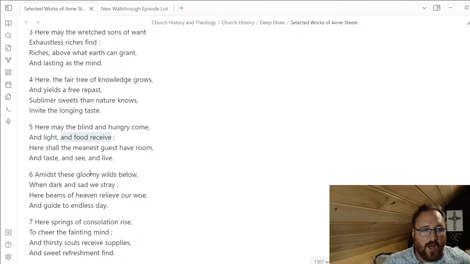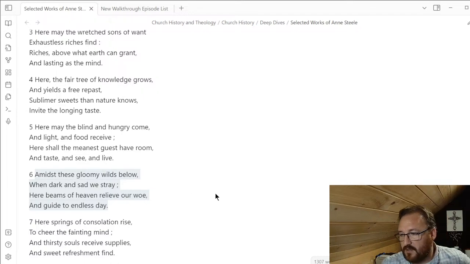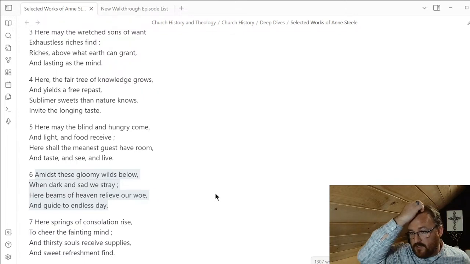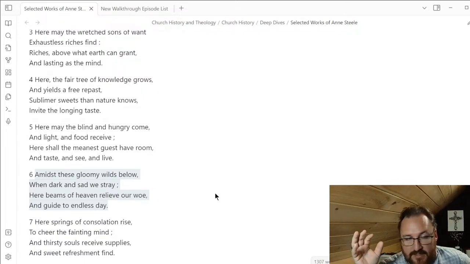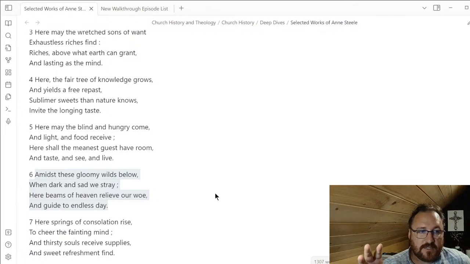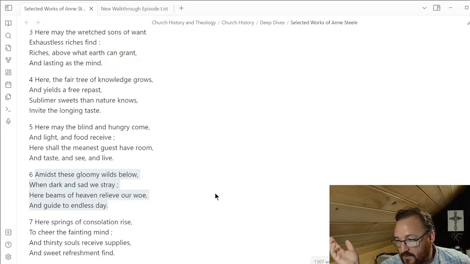"Amidst the gloomy wilds below, when dark and sad we stray, here beams of heaven relieve our woe and guide to endless day." This right here, the sixth stanza, which sits around the middle of this song, expresses something that shows up in her writings all the time, and that is the temporal nature of this world, such that it is described in contrasting terms for what promises are given to us.